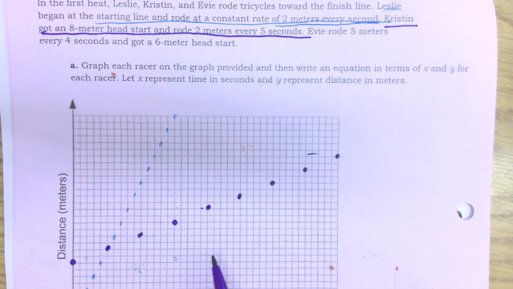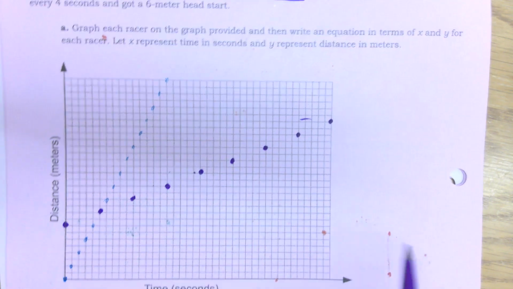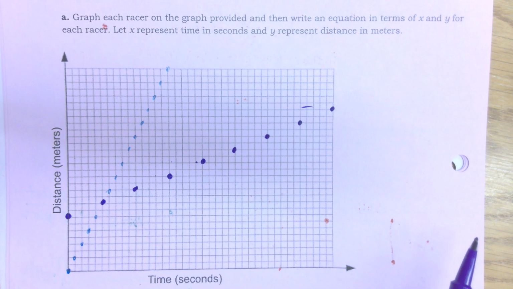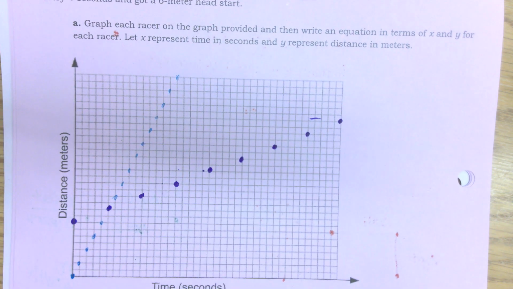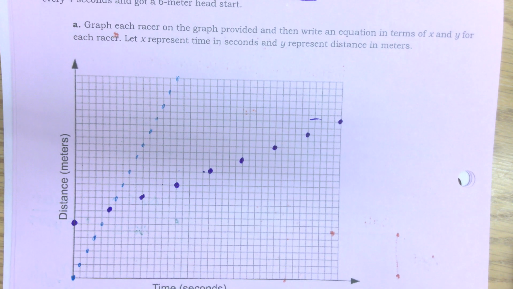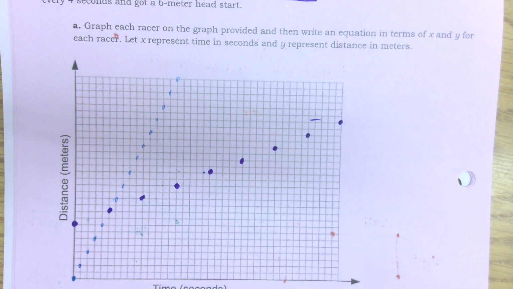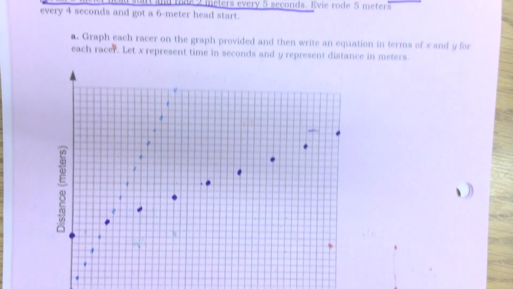Okay. How come we got different answers? I don't know. I was one off. Okay. They're sort of small. You have to be a little careful. Okay? So that was Kristen. I did Kristen's in purple.